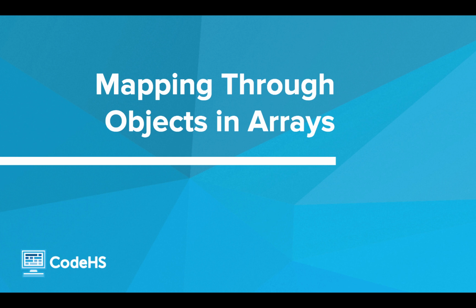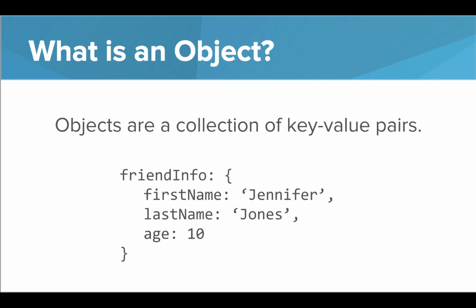Hi, in this lesson, we're going to look at how we can map through objects in arrays in our programs. Let's get started. An object, or a dictionary as they are also called, is a collection of key value pairs. We write objects inside curly braces with key value pairs noted with a colon and commas between each entry. Here we have an object called friend_info that contains 3 key value pairs.